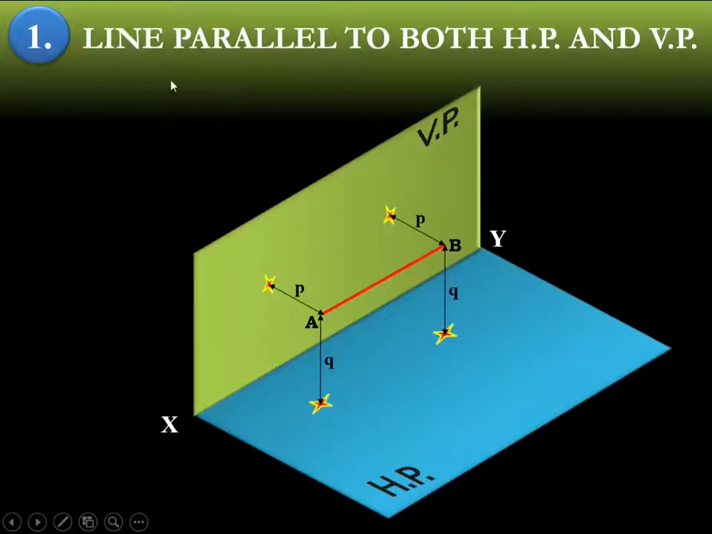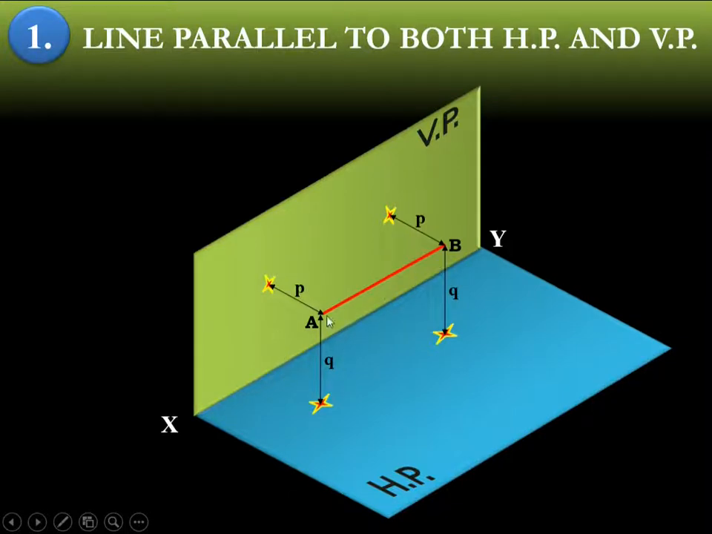Now let us see the first category of orientations. Line parallel to both horizontal plane and vertical plane. We can see the pictorial representation of a line capital AB which is parallel to both horizontal plane and vertical plane. From this diagram we can very well understand that the line AB is parallel to the horizontal plane and parallel to the vertical plane.